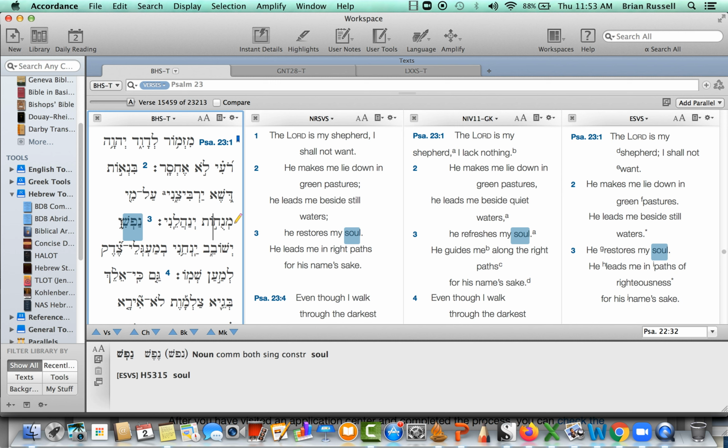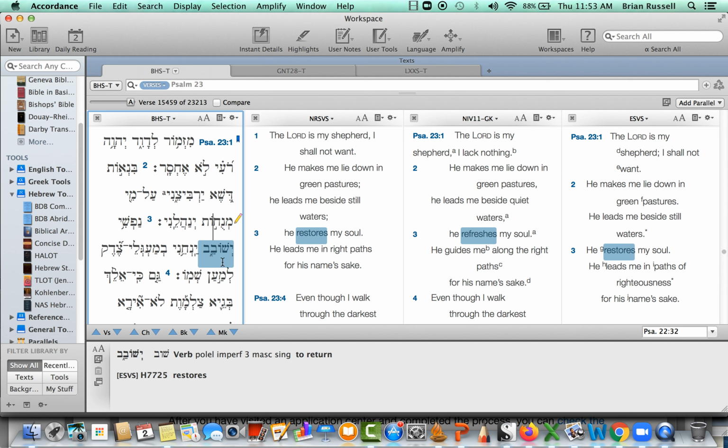Now the question is, is this word the subject or the object? Well, when we look at the text here, this is going to be the object. This is the accusative case. Sorry, my brain just is having a quick malfunction here. This is the accusative case. This is the object. Sorry about that. So this is our accusative case, and it's the direct object of the verb that's being translated, he restores.